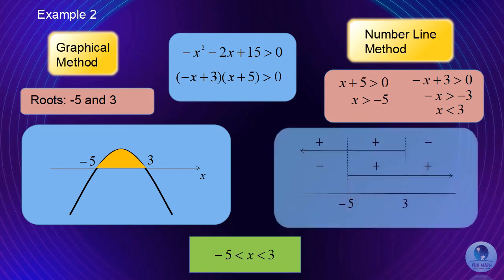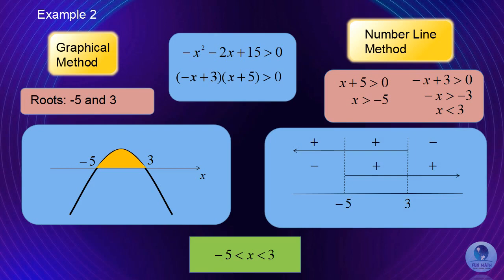Now you need to draw the number line with two arrows, which are x is greater than negative 5 and x is lesser than 3. Remember, the region on the arrow will be represented by a positive sign. Meanwhile, the region with no arrows will be represented with a negative sign.